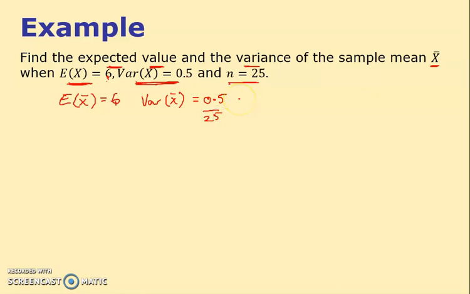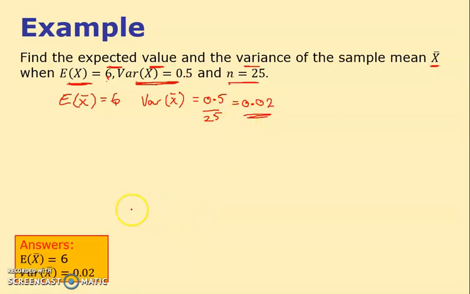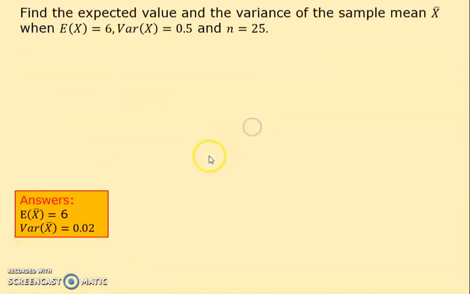Now I don't know what 0.5 divided by 25 is. Let's do it on my calculator. 0.5 divided by 25 equals, it says 0.02. So I'm hoping the answers are going to say that. Yes, they do. So variance is 0.02, expectation is 6. Notice this one doesn't change, this one does change.